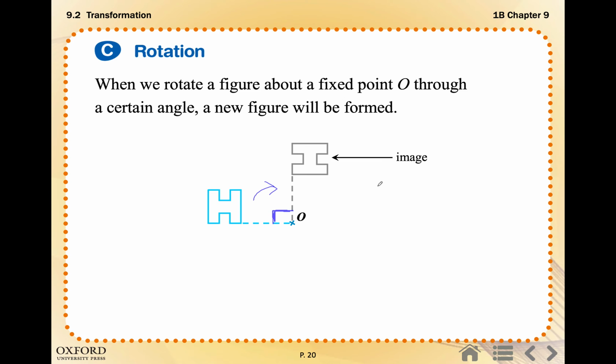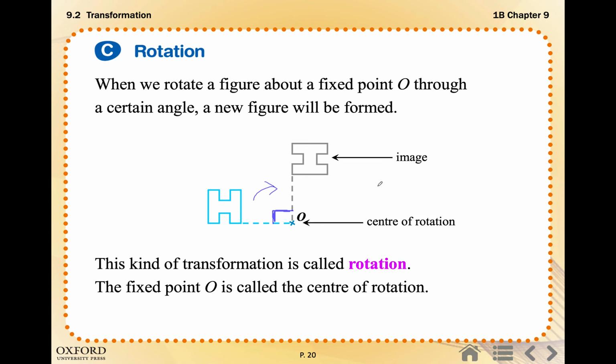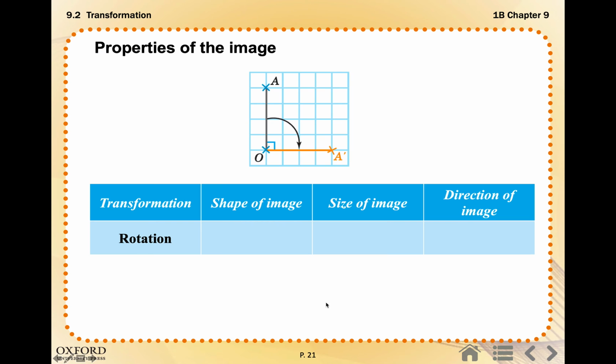And then in the rotation, you can see that the fixed point, we call it the center of rotation, which is similar to what you learned in the previous section about rotational symmetry. Okay, we also have the fixed point, called the center of rotation. And now let's look at some more properties about the rotation.